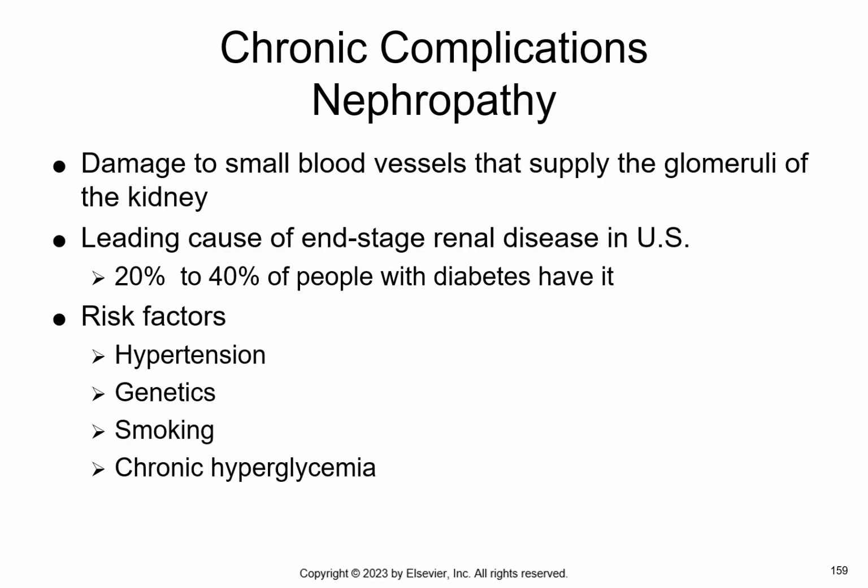We move on to nephropathy. We're talking about the kidneys now. Diabetes-related nephropathy is associated with damage to small blood vessels that supply the glomeruli of the kidney. It is a leading cause of end-stage renal disease in the United States, seen in 20 to 40% of people with diabetes mellitus. The risk factors include hypertension, genetic predisposition, smoking, and chronic hyperglycemia.